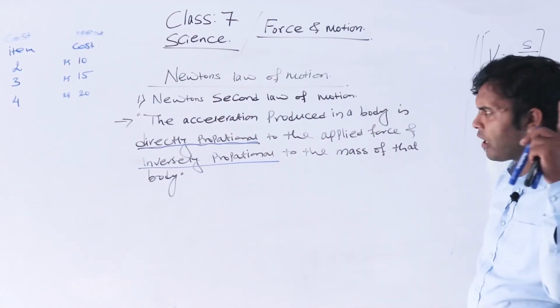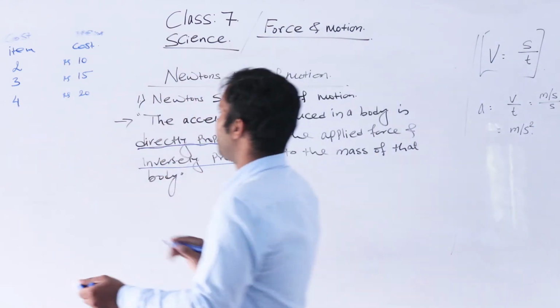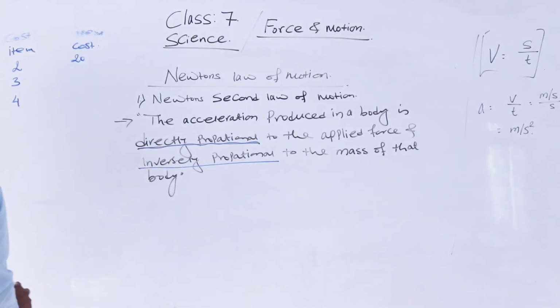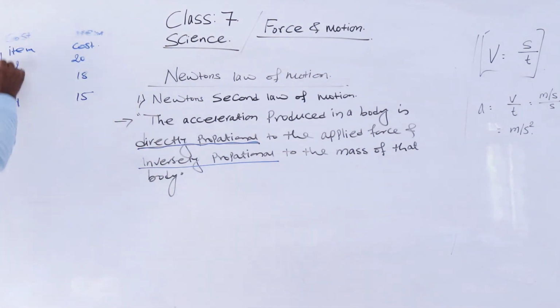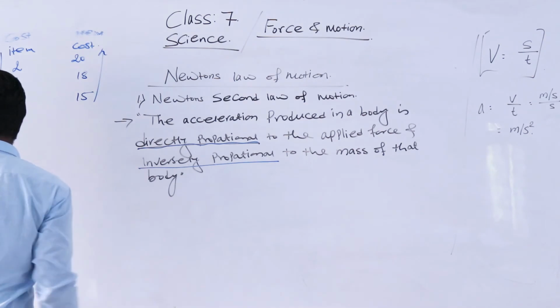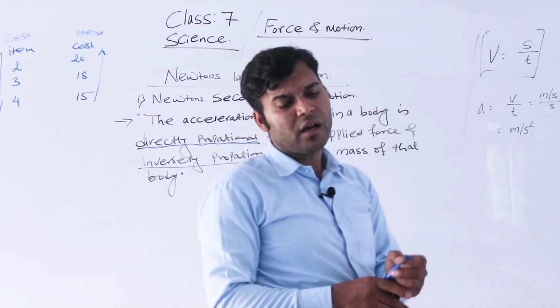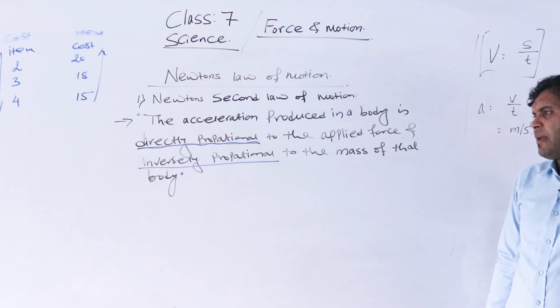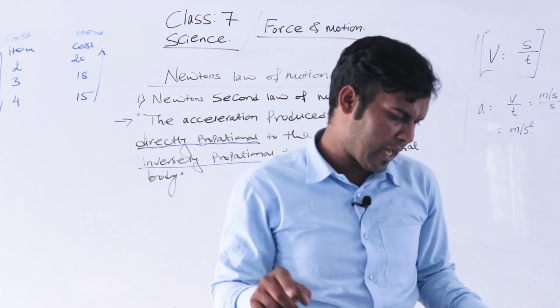You understood? Okay, students. And for inversely proportional, when the items increase, the cost of two items is Rs 20, the cost of three items is Rs 18, and the cost of four items is Rs 15. Look here, when the items are in increasing order, the cost is in decreasing order. Such a condition is called inversely proportional. Hope you are clear on the terms directly proportional and inversely proportional, isn't it?